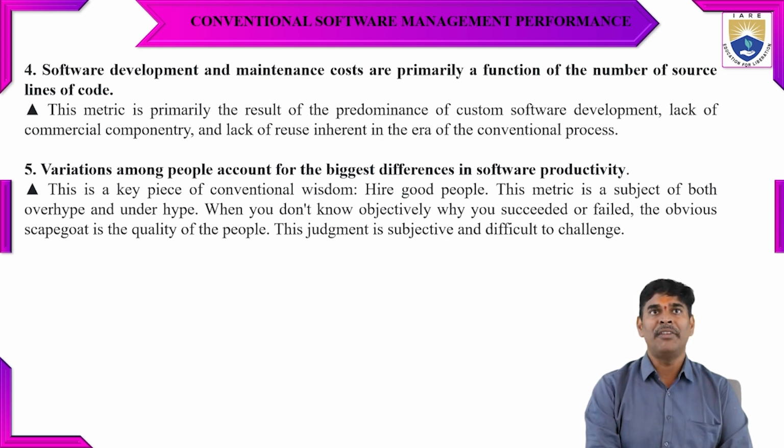And next one is: variations among people account for the biggest difference in software productivity. It means when they hire people, they need to hire only good people, so that the work is completed in a particular scheduled time, or the stipulated time.